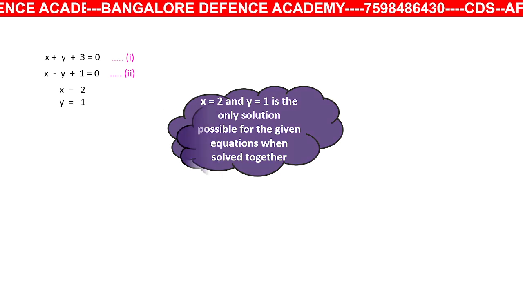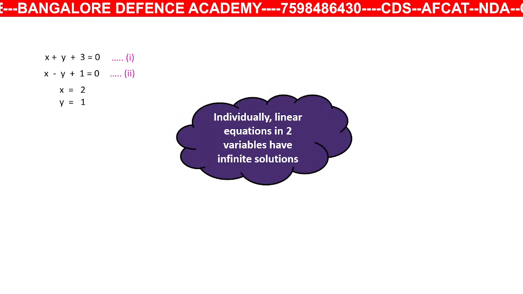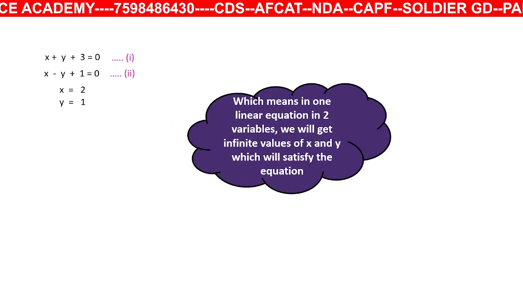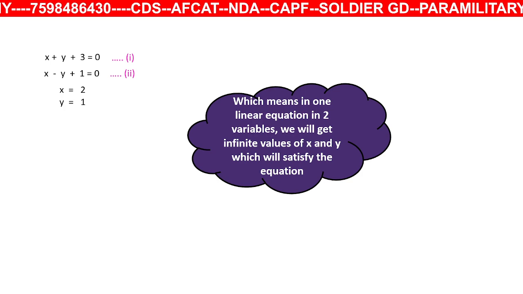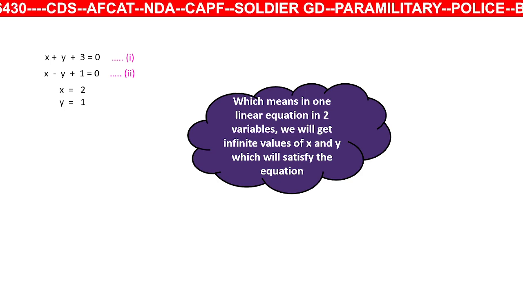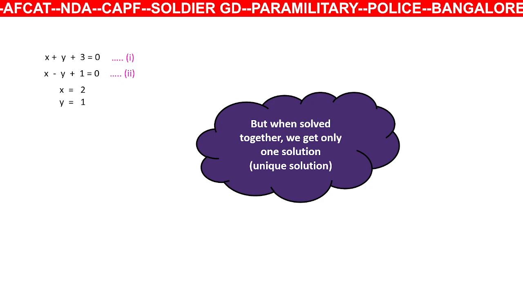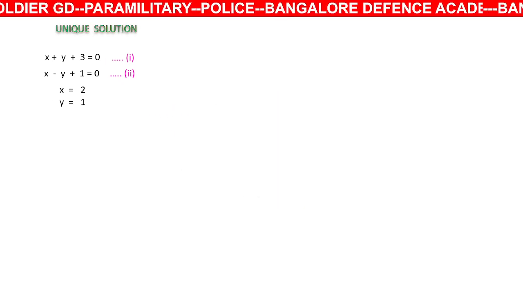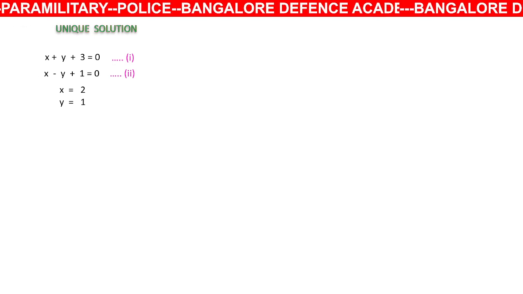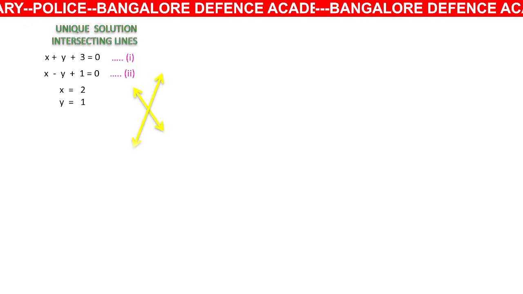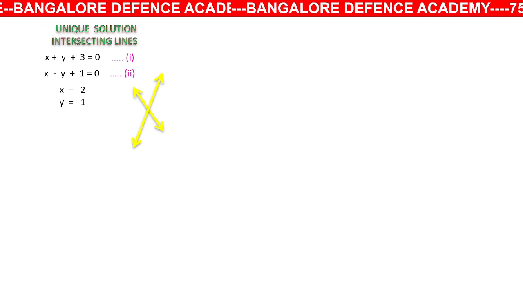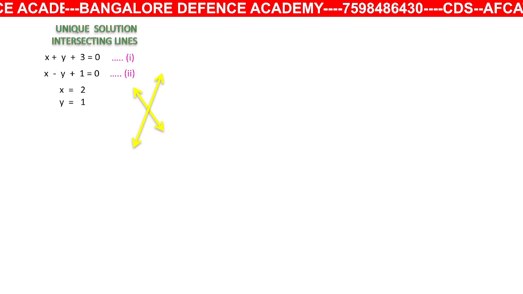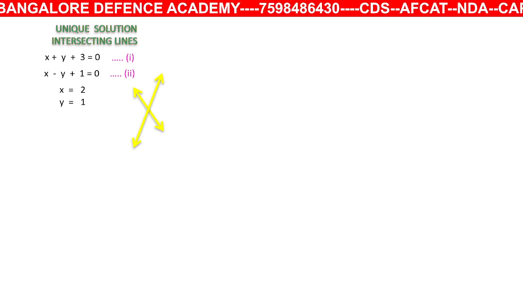When solved together, individually, a linear equation in 2 variables has infinite solutions, which means in one linear equation in 2 variables, we will get infinite values of x and y which will satisfy the equation. But when solved together, we get only one solution, a unique solution. So this is a type of question with a unique solution. Now in the graphical method, what happens? In a unique solution, you get 2 intersecting lines. So when you are drawing a graph and you find that the 2 lines intersect with each other, that means the equations have a unique solution.